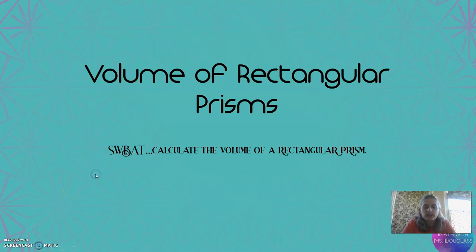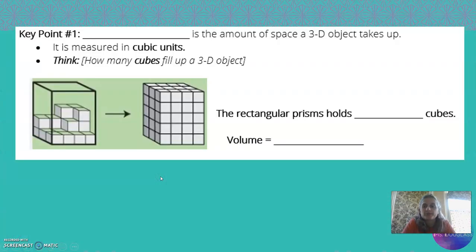Mathematicians, let's talk about finding the volume of rectangular prisms. Volume is the amount of space a 3D object takes up. It's measured in what's called cubic units. A cube is like a square, all the sides are the same length, except when a square is flat, a cube has 3 dimensions. It's like something you could pick up.